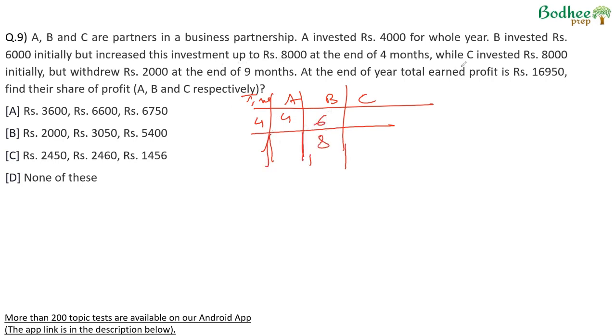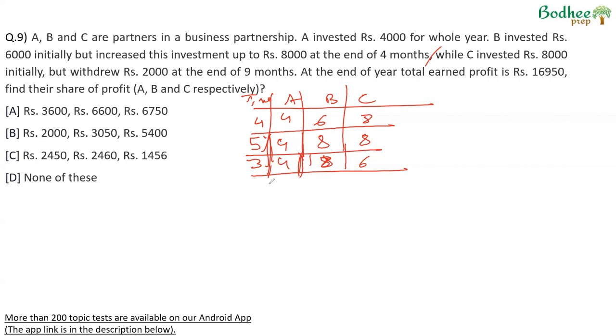Increase investment to 8,000 at the end of 4 months, while C invested 8,000 but withdrew 2,000 at the end of 9 months. So first 4 months, then 5 months is 9. Till this point, C had 8,000 invested, but here removed 2,000, so 6,000 is left. 5 for 9 plus 3, 12 months. A remained at 4,000, B for the last 3 months remained at 8,000. So this become their investment and times.